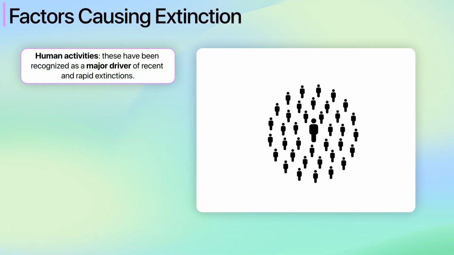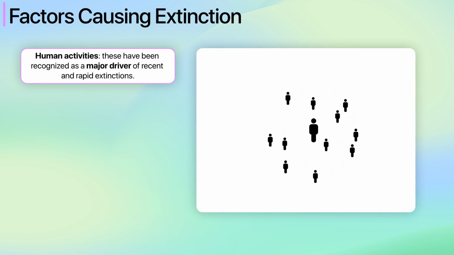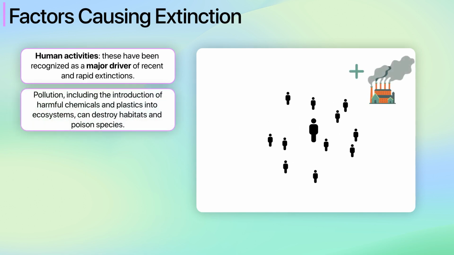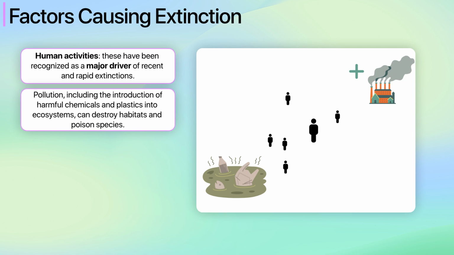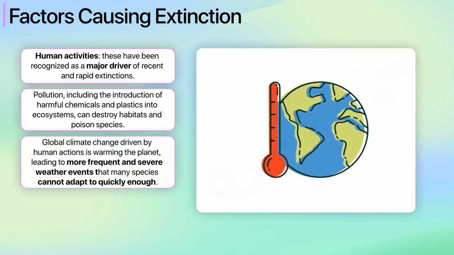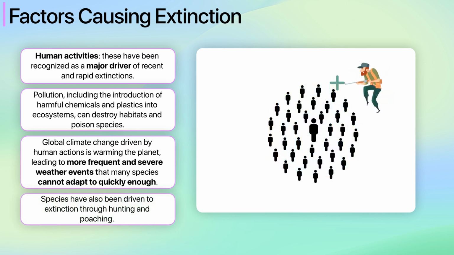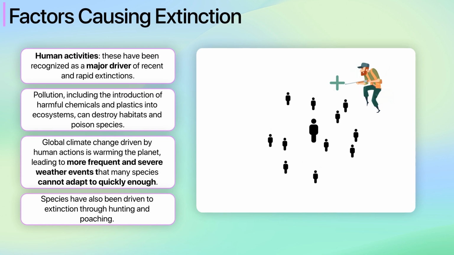Human activities have been recognized as a major driver of recent and rapid extinctions. Pollution, including the introduction of harmful chemicals and plastics into ecosystems, can destroy habitats and poison species. Furthermore, global climate change driven by human actions is warming the planet, leading to more frequent and severe weather events that many species cannot adapt to quickly enough. Species have also been historically driven to extinction through human activities, such as hunting and poaching.